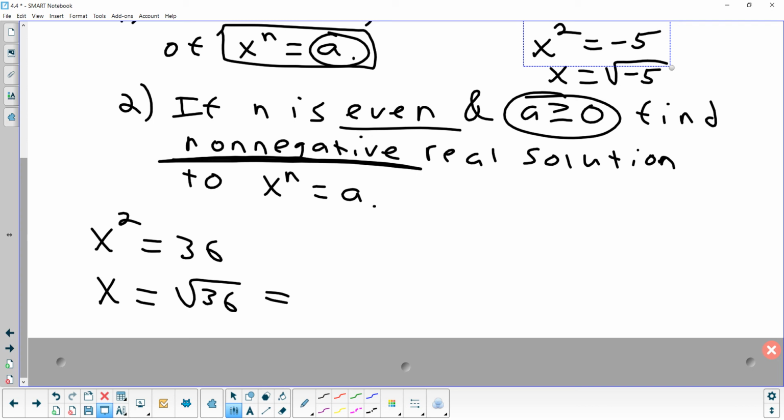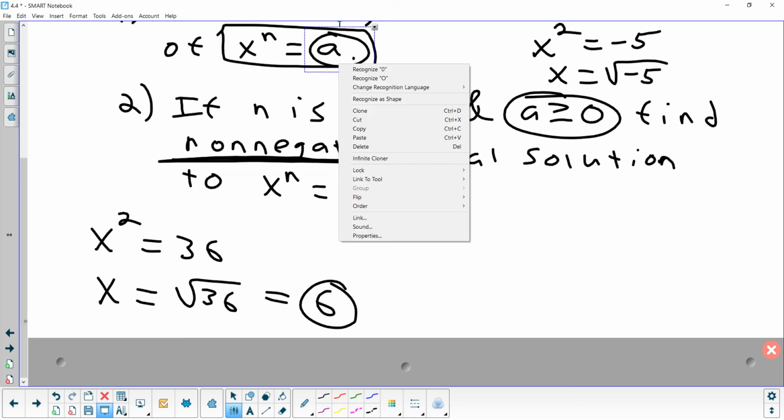So what is the answer to square root of 36 that's not negative? I know negative 6 is an answer. I don't want that. Ashley? 6. Okay. That's all you have to do. So if you see a problem in the homework and it's asking you to do an even root, and the number on the other side is negative, you can just write no solution right away. It's not solvable.